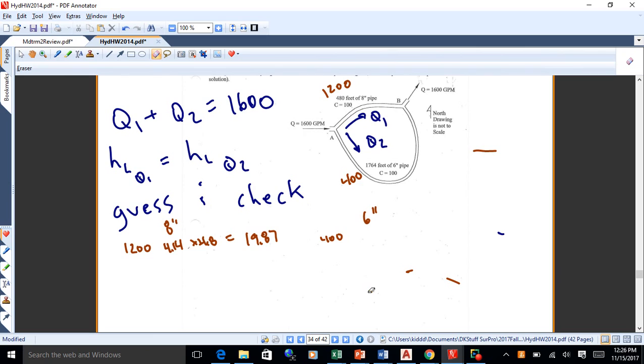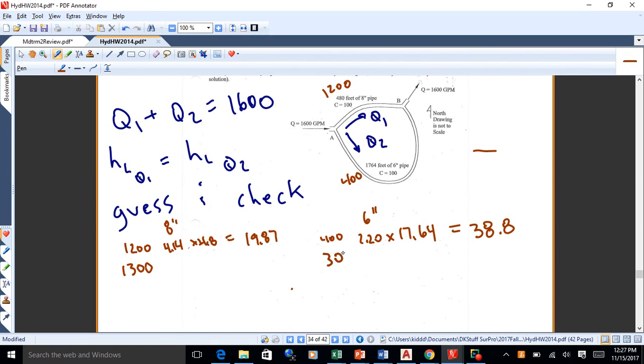Okay. And then for 6-inch at 400 gallons per minute, what I get is 2.2. But that's a lot longer, of course. It's 1,764 feet. When I multiply that, I get 38.8. So those are pretty different. I've got more head loss in the 6-inch side than the 8-inch, so that's going to push more flow towards the 8-inch side.